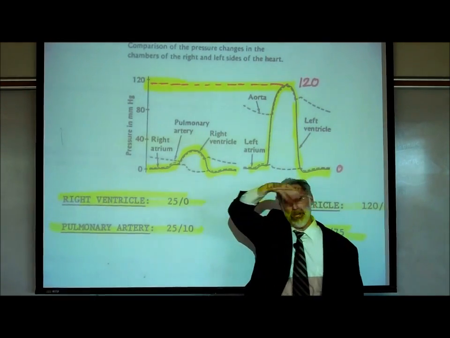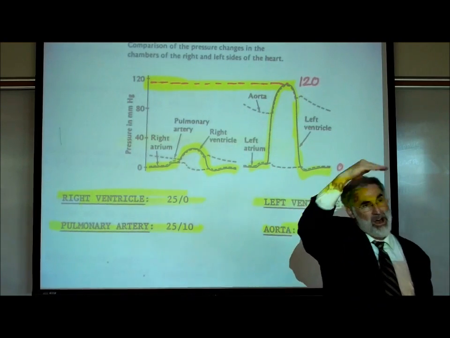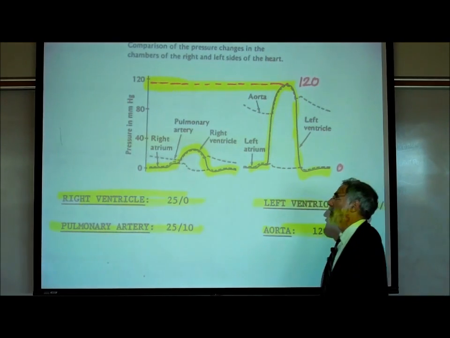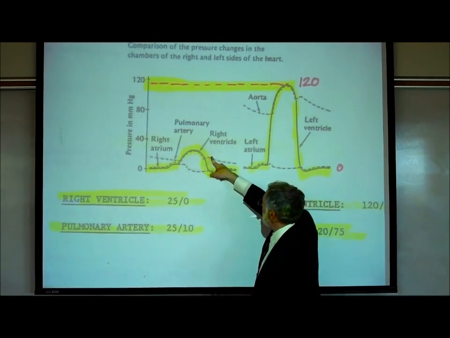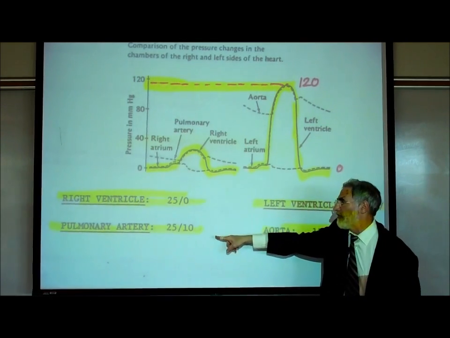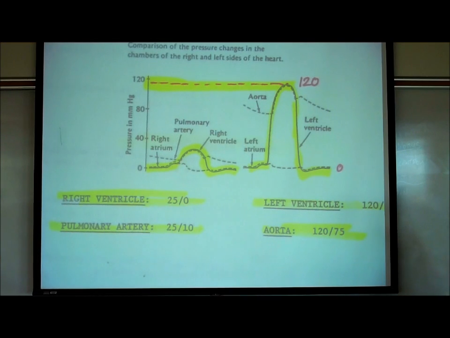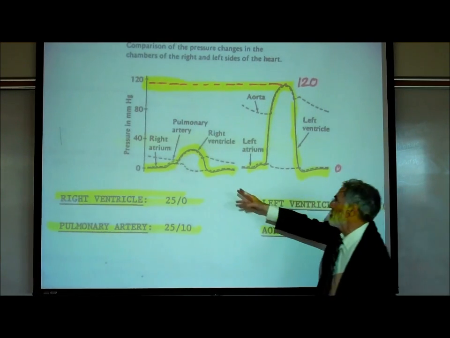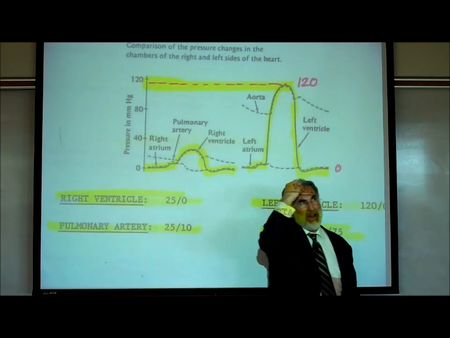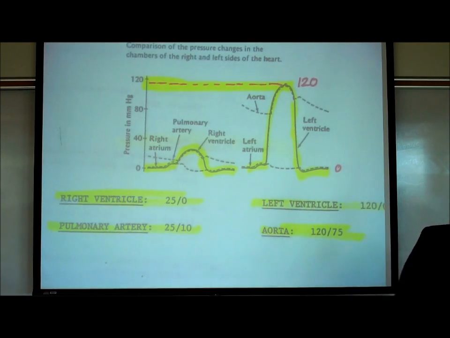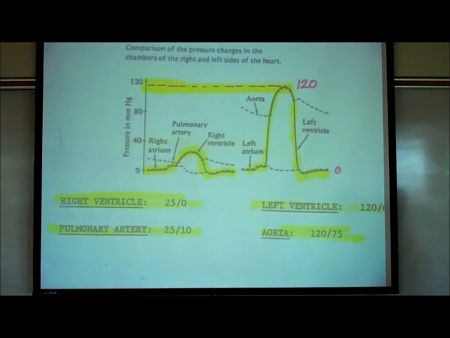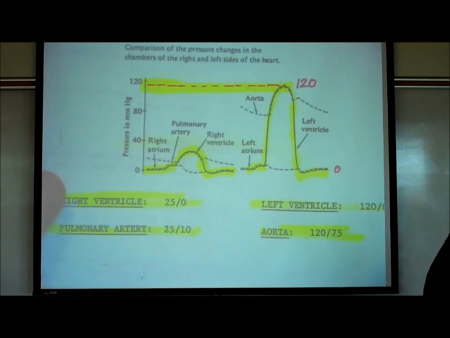So the pressure in the pulmonary artery reaches a high of 25, created by the right ventricle, and it starts to fall, and it reaches a low of about 10, really closer to 8, but we'll say 10, and by the time it reaches 10, the right ventricle is ejecting blood out into the pulmonary artery, raising the pressure back up to 25. So those are the normal blood pressures.